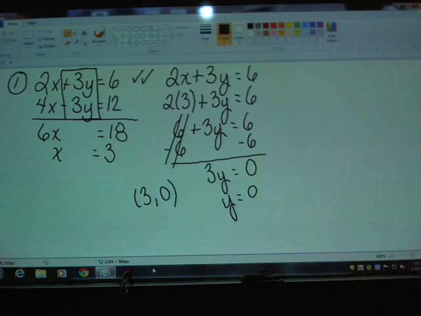At (3, 0), if I graph these, that's the point at which the graphs would overlap. If I plug them into both equations at the same time, for x and y, that's that set of values that's going to make the left side equal the right side, again, in both equations.